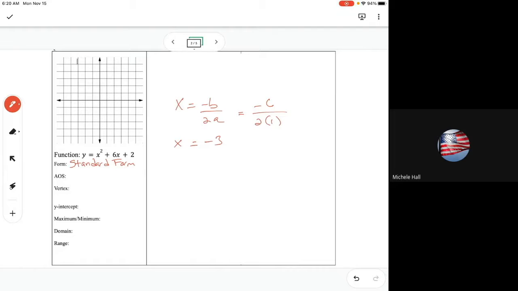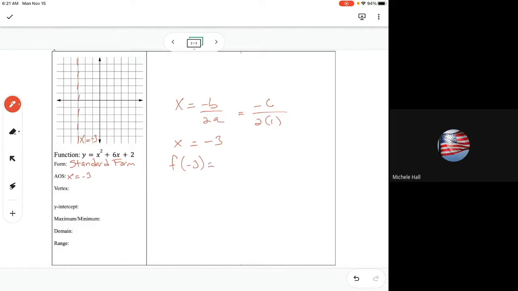We go over to the graph and put our axis of symmetry at x equals negative 3, a vertical line, and we label the vertical line x equals negative 3. We don't label it and say axis of symmetry. It is a vertical line. The label would be x equals negative 3.